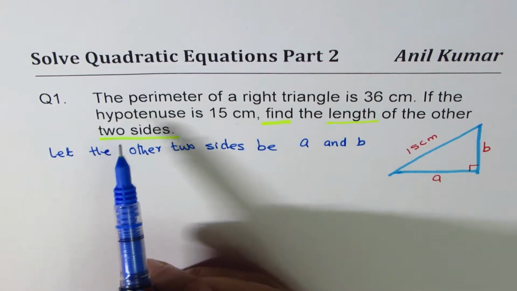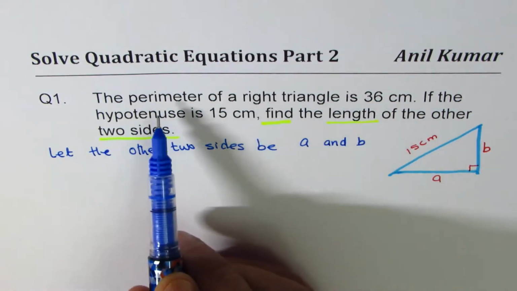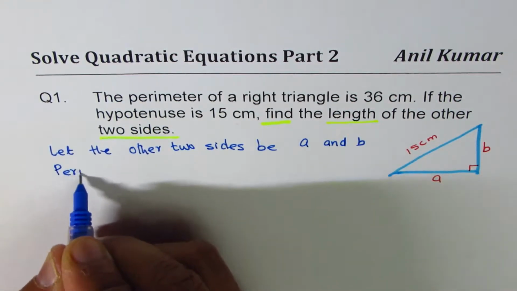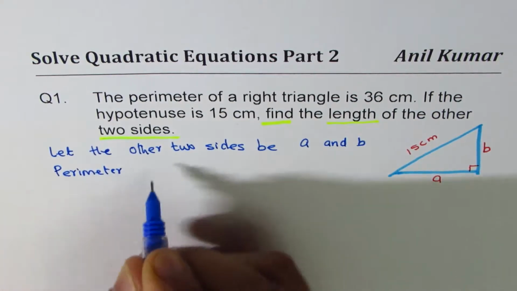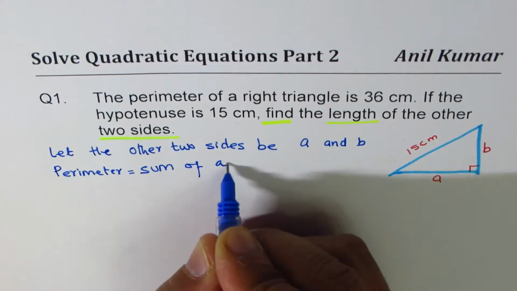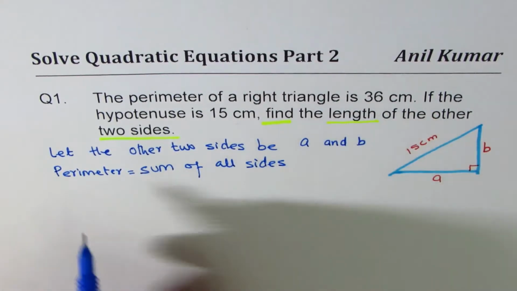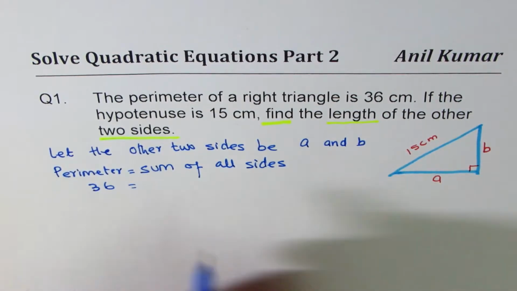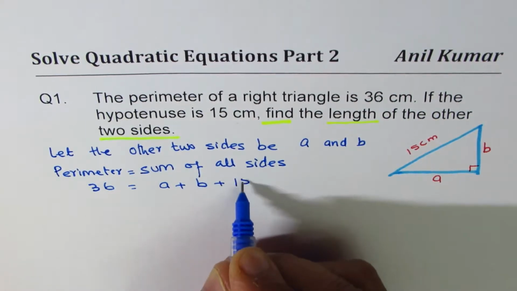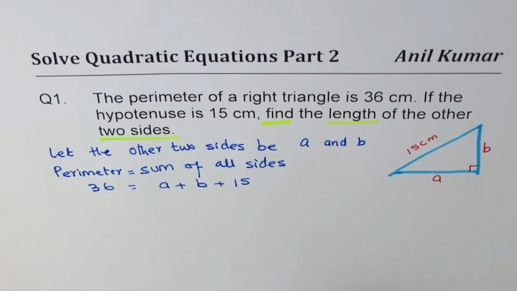Now if you read the question once again, it says the perimeter of a right triangle is 36. Now perimeter is sum of all the sides, correct? What is perimeter? Perimeter is sum of all sides. Now in this case perimeter is given to us as 36, and if you add them up you get A plus B plus 15, right? The units are centimeters. We'll include units in the answer only.